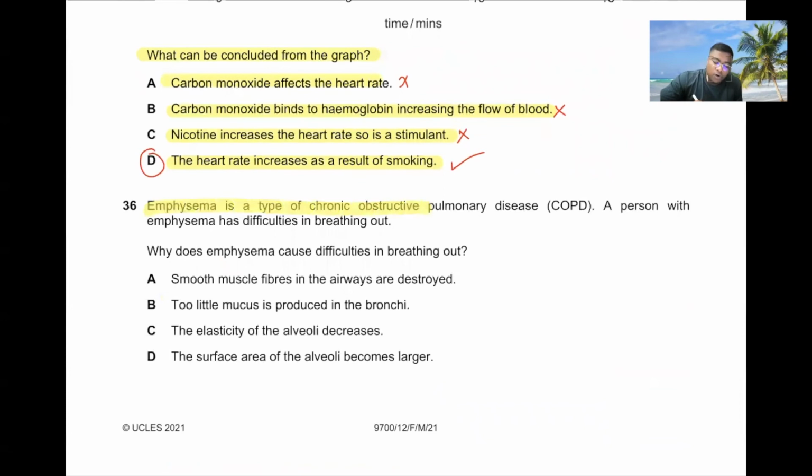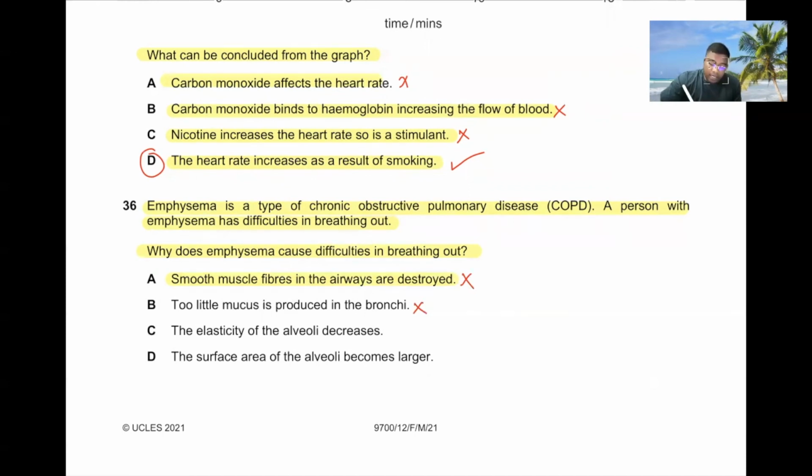Emphysema is a type of chronic obstructive pulmonary disease. A person with emphysema has difficulties in breathing out. Why does emphysema cause difficulties in breathing out? All right, smooth muscle fibers in the airways are destroyed. Airways are not related to emphysema, because emphysema is all about the alveoli. So A, wrong. Too little mucus is produced in the bronchi. All right, that doesn't explain it, and it's not related to bronchi as well.